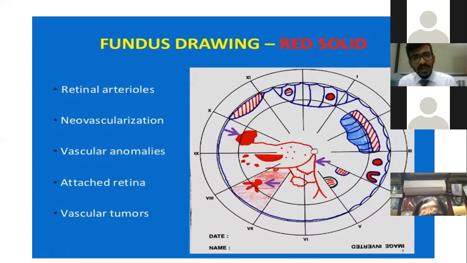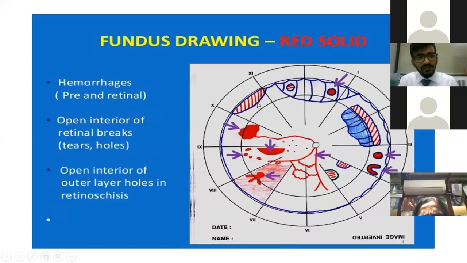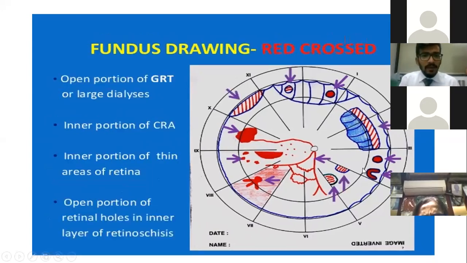Moving to the periphery, if there is any break, that is, in retinoschisis, the outer layer is drawn with red. And if there is an attached retina hole or HST, as I told you, the center is red with a blue outline. Red crossed lines you'll use for the open. The beyond-periphery portion of a GRT is drawn with a red crossed line.